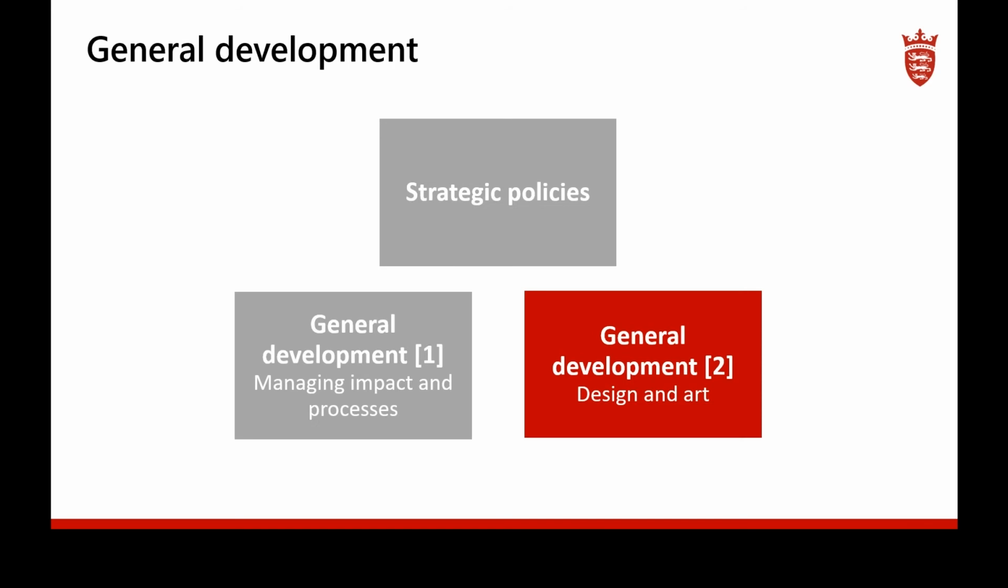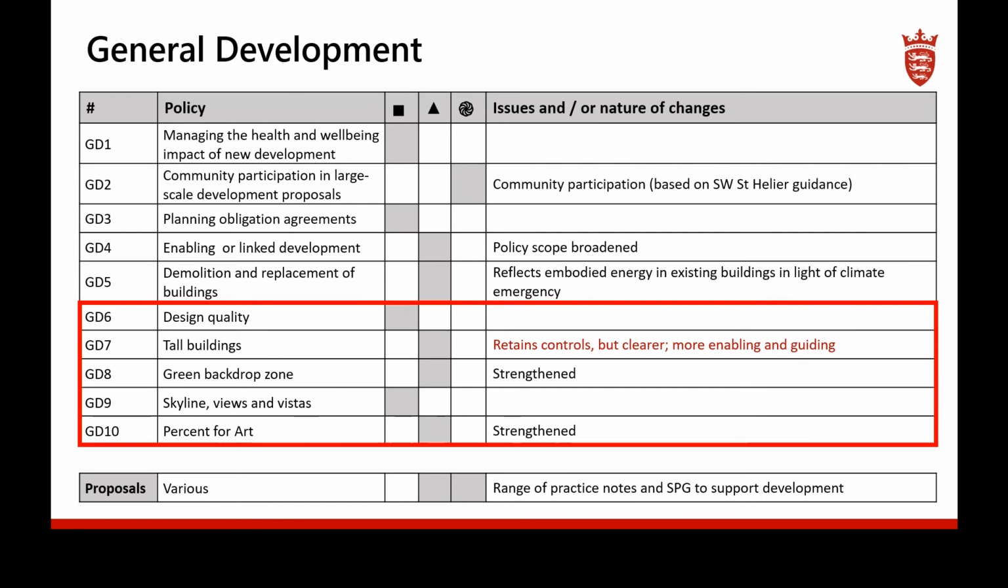As I say, in this area we've focused on issues related to design, and then we pick up the percent for art policy. So, as you can see, talking about design quality, tall buildings, green backdrop zone, skyline views and vistas, and percent for art.